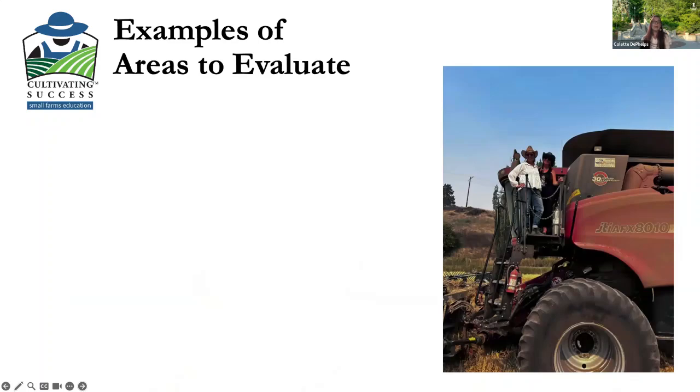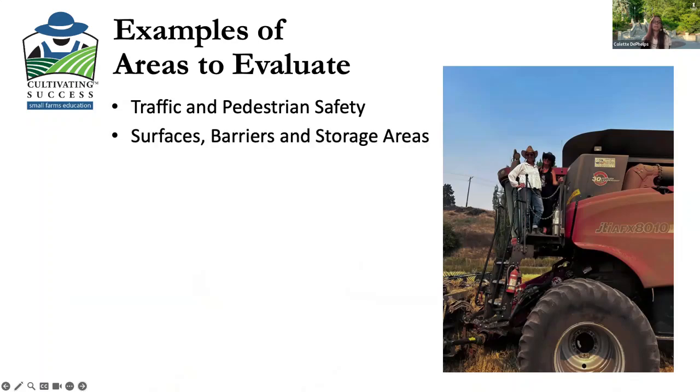So let's talk a little bit about areas that you're going to want to evaluate on your farm or ranch. So traffic and pedestrian safety. How are you going to route traffic to your farm, and how are you going to protect people when they're walking around your farm? I'm going to delve into that in more detail in a future slide. Think about surfaces, barriers, and storage areas.